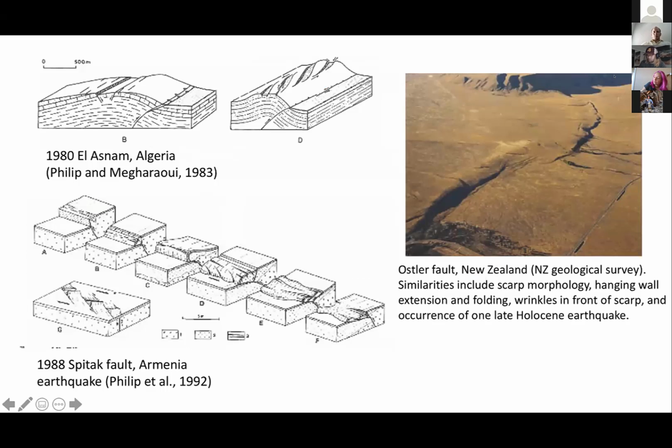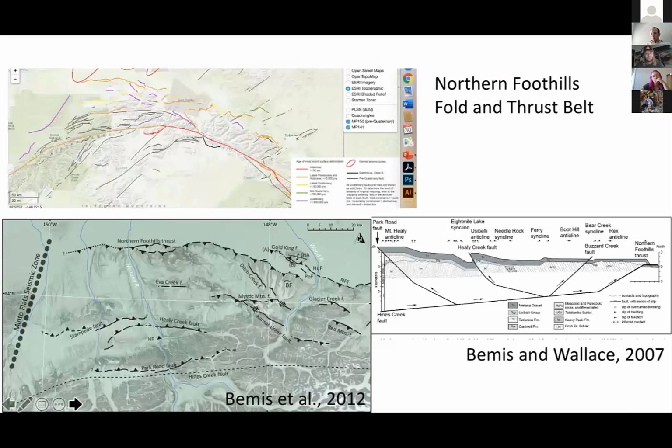So I think I've shown you some geomorphology of the Castle Mountain Fault, and a lot of the scarp morphology is really similar to several other earthquakes in the world, the 1980 El Asnam earthquake and the Spitak earthquake, and also really similar morphology to the Ostler Fault in New Zealand. Similarities in scarp morphology, hanging wall extension, some wrinkles in front of the scarp, and various en echelon scarps. So this is a pretty typical expression of reverse faulting worldwide.